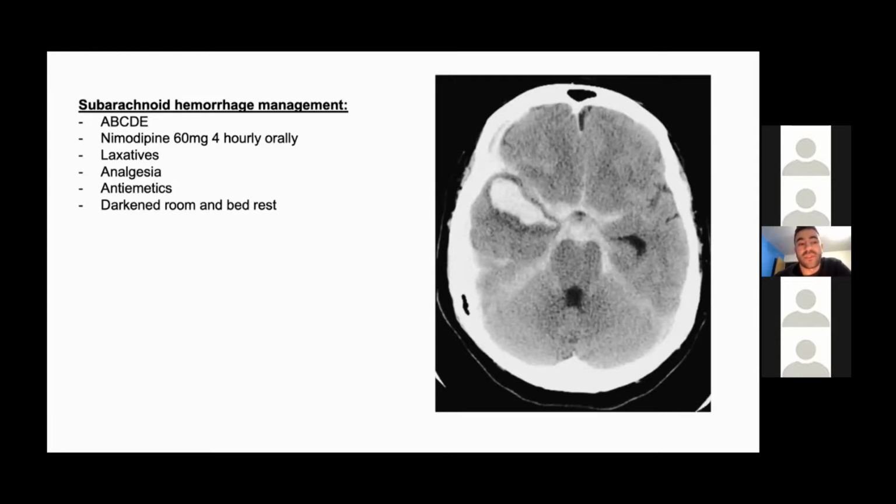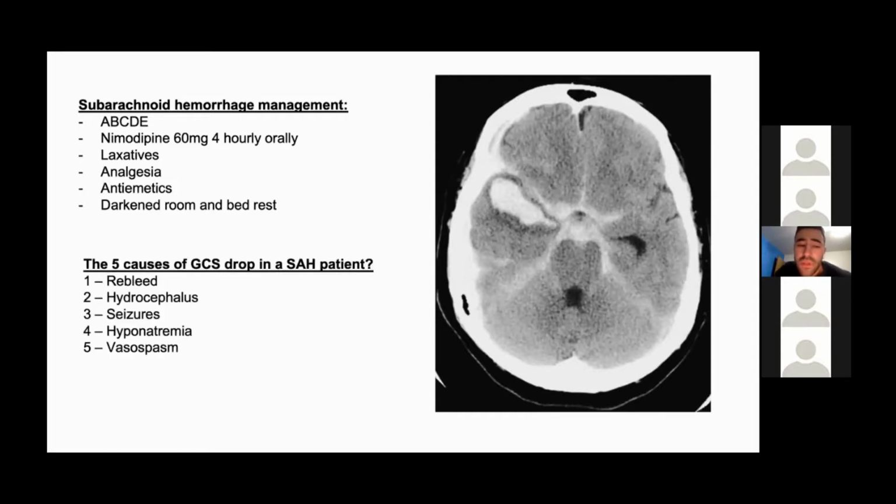We give laxatives, analgesia, antiemetics, a darkened room, and bed rest because we don't want the patient to in any way strain or move too much, because any of these things can increase the ICP, the intracranial pressure, and therefore, again, predispose potentially to a rebleed. Subarachnoid hemorrhage patients really vary in how unwell they are, but they can become really unwell. They can present really unwell, but critically they can present quite okay, GCS 15, just with a severe headache, and then they can deteriorate quite rapidly and become really unwell.